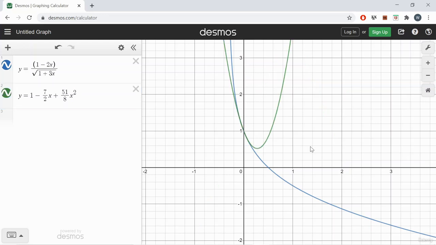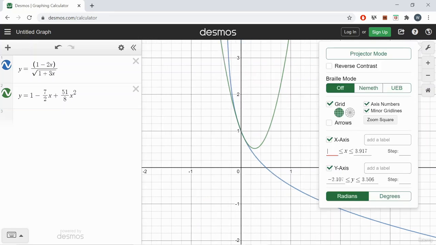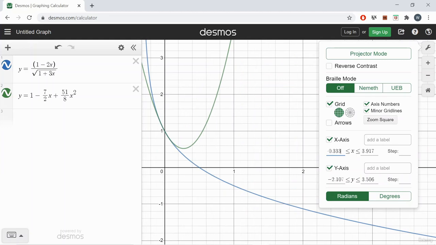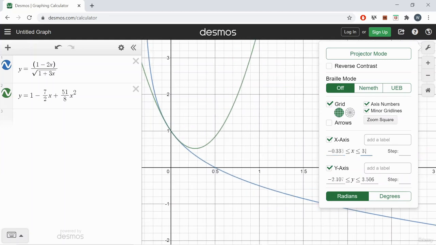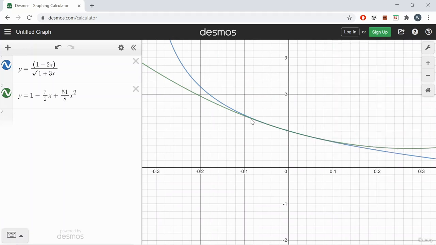Okay, they don't look too similar, but remember that my expansion was only supposed to be valid between minus a third and a third. So let's restrict the x values here between minus 0.333 and positive 0.333. And what you can see is, yeah, they do look pretty similar in that region. Obviously, if I had continued my expansion longer, then the green approximation would have stuck to the blue line longer than it did, but it's still pretty good, at least for small values of x.